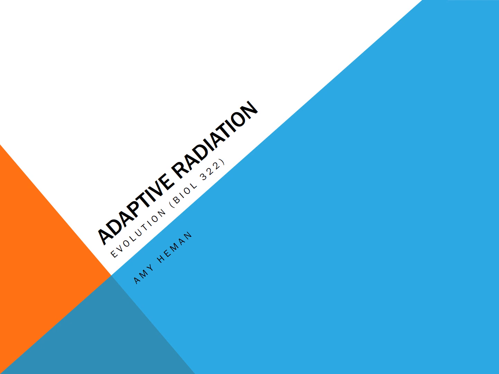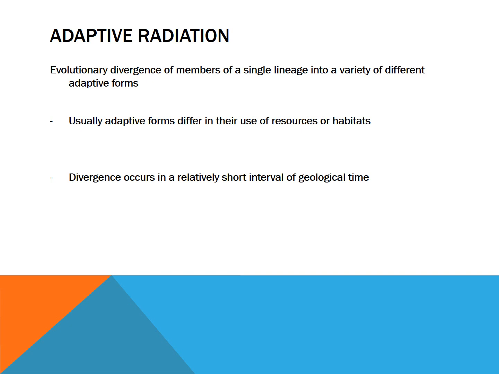Okay, so for today we're going to be talking about adaptive radiation. Adaptive radiation is the evolutionary divergence of members of a single lineage into a variety of different adaptive forms. Usually adaptive forms differ in their use of resources or habitats. Divergence occurs in a relatively short interval of geological time.